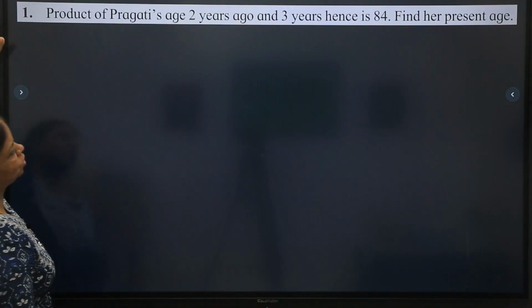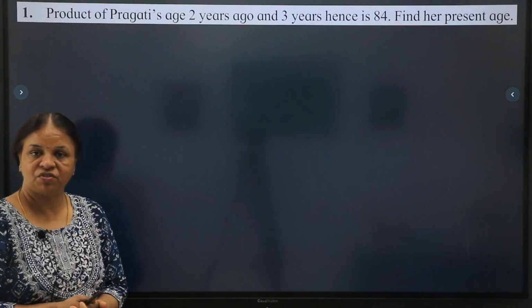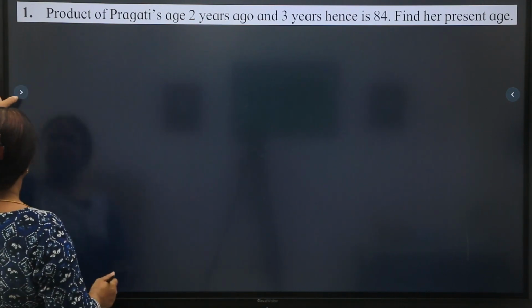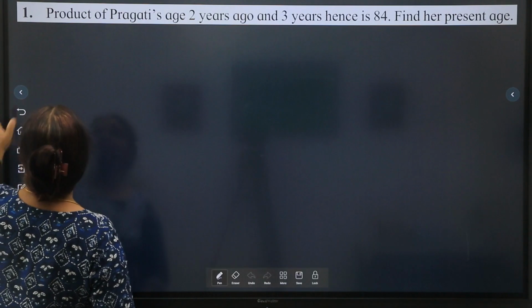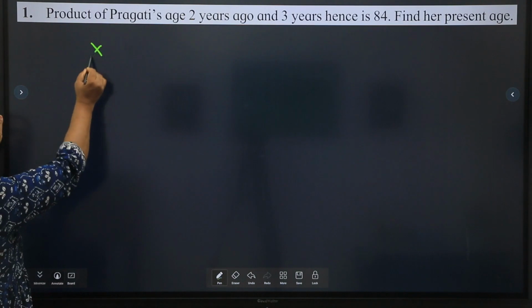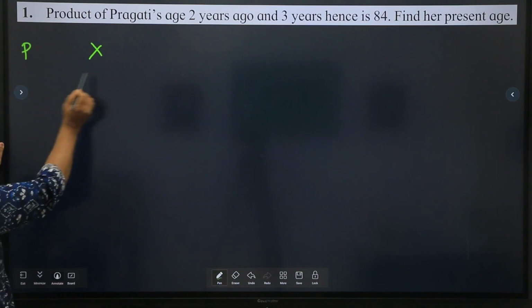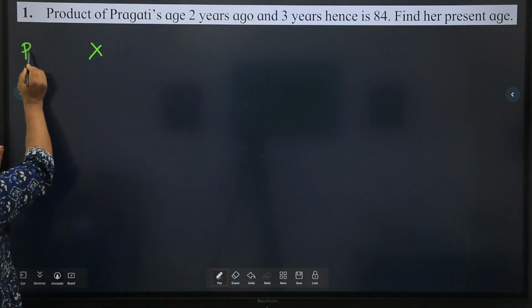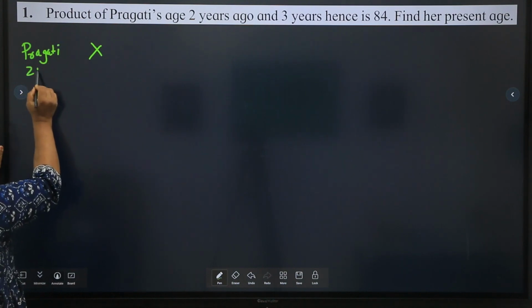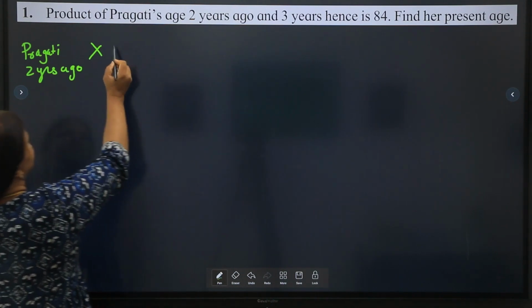The first sum from your practice set 2.6. The two we did were examples; now it is from practice set 2.6, first sum. The sum says the product of the, product means, children, multiplication, okay. Product of Pragati's age 2 years ago and 3 years hence.